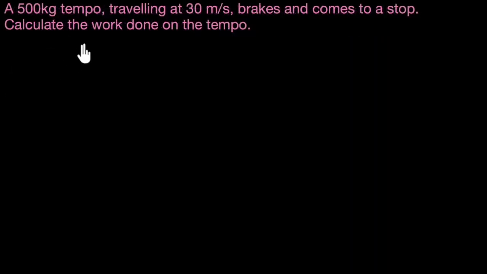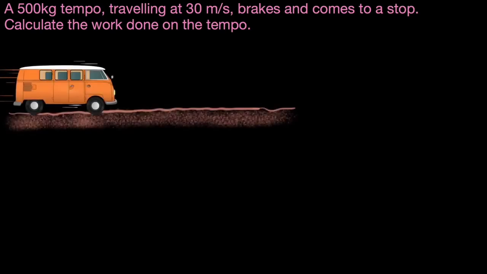All right, let's try one more. A pretty similar problem, so great idea to pause and see if you can try yourself first. All right, let's see. A 500 kilogram tempo traveling at 30 meters per second brakes and comes to a stop. Calculate the work done on the tempo. So we have a tempo which is initially traveling at 30 meters per second. So let's say that's its initial velocity.